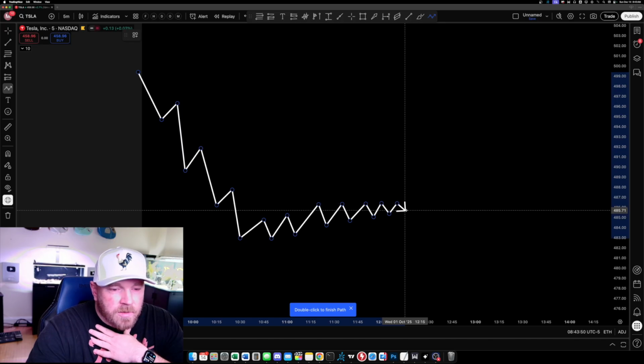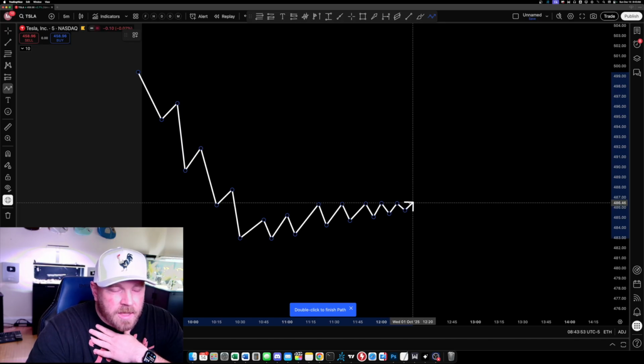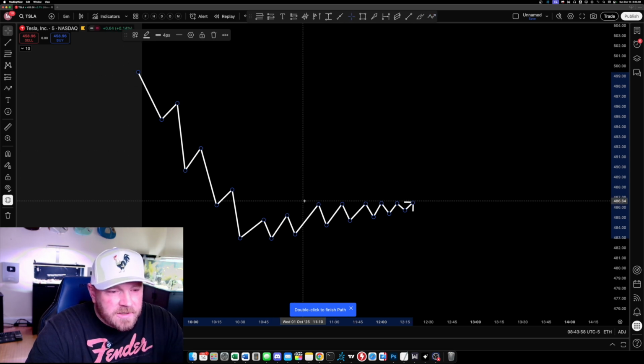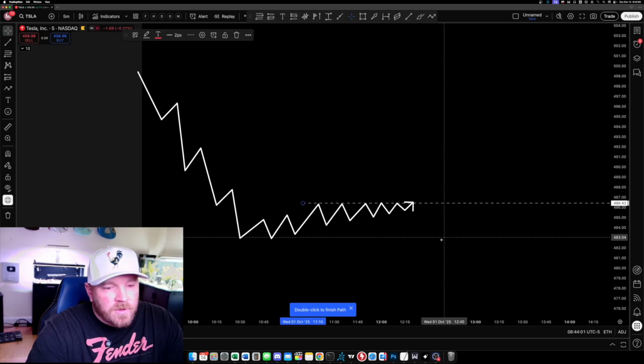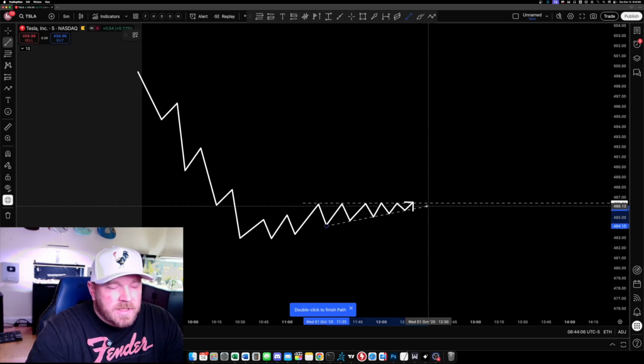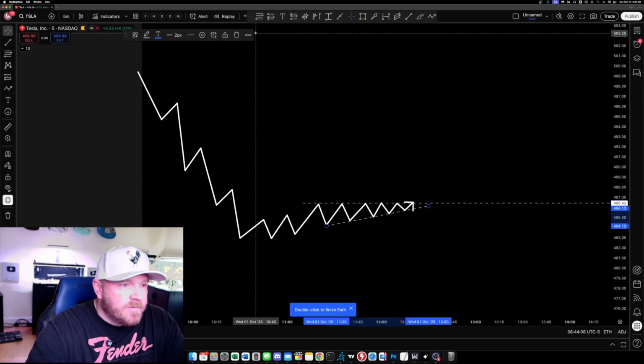And then what you want to see is price comes up to that level, and every single time that it rejects from that level, it starts forming higher lows. As you can see right in here, we have higher lows. Well, this is an ascending wedge. This is my favorite pattern to trade.